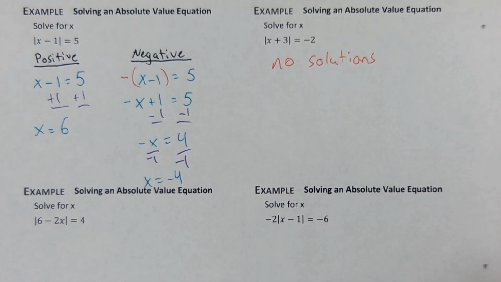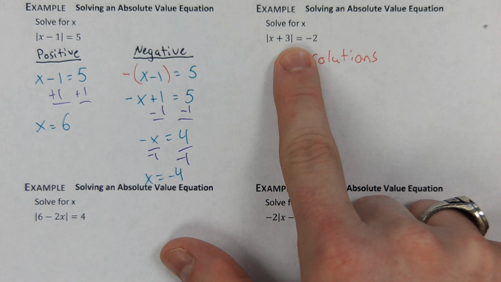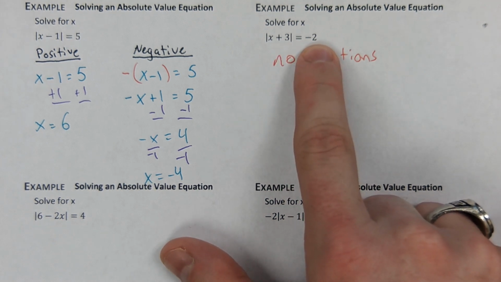So did Ryan do anything wrong? No. His algebra skills are actually very good. He did exactly what he knew he was supposed to do, and that was set up a positive case and a negative case and solve the two. The problem is, not all absolute value questions have solutions because you can't have negative distances.